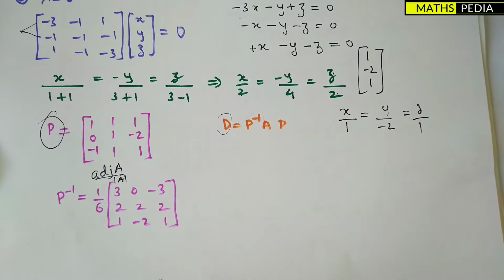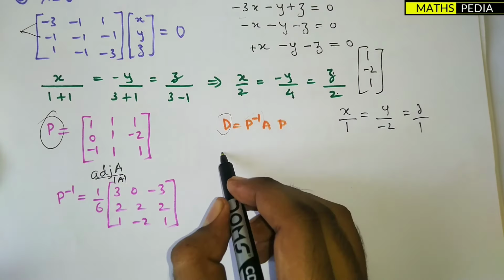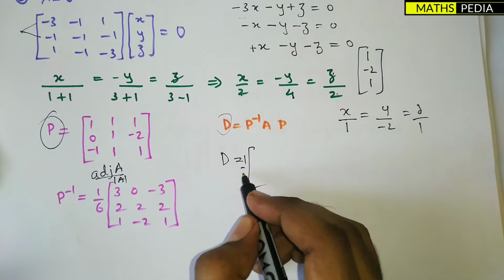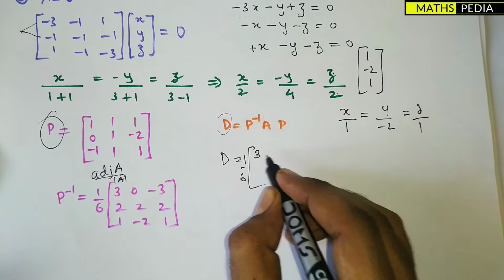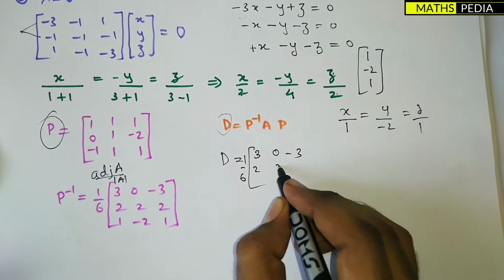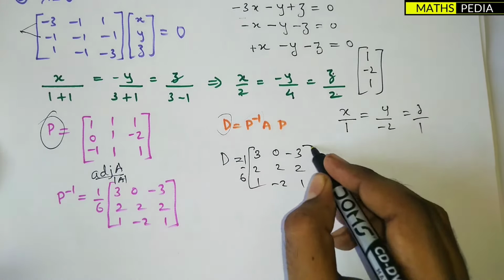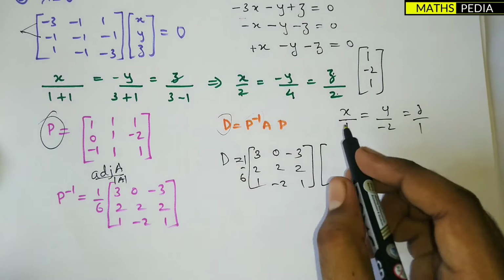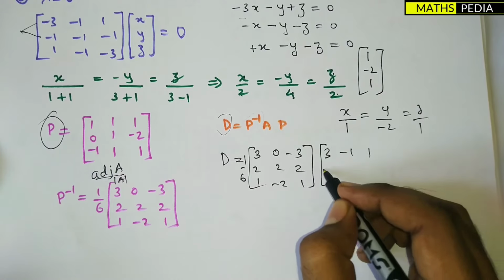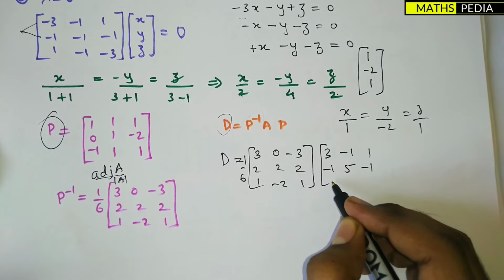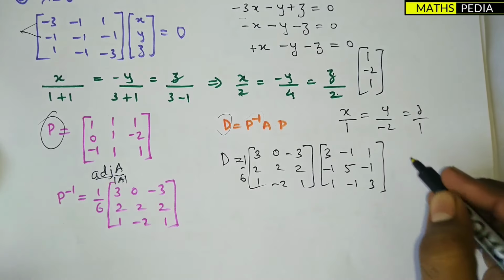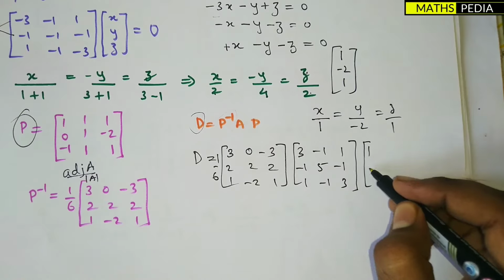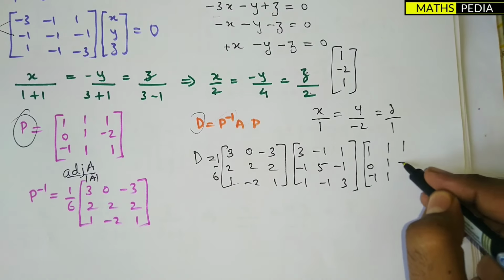Now the next and the foremost thing and the last step is that D is equal to, you have to bring all these terms here. Okay, so you have to form minus 1 by 6 outside. P inverse is this, 3 0 2, 2 2 1, minus 2 1, and A is what? A is the regular one that you have to form, 3 minus 1 1, minus 1 5 minus 1, and 1 minus 1 3. Okay, then again the P matrix you have to place, that is 1 0 minus 1, 1 1 1, 1 minus 2 1.